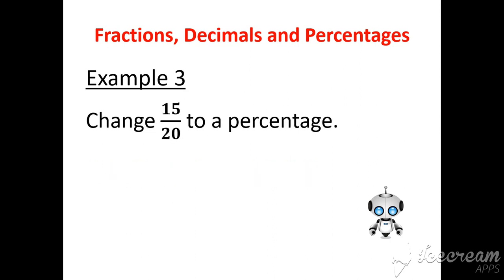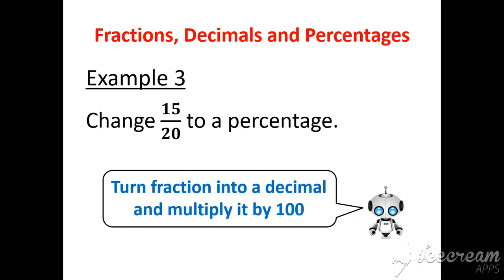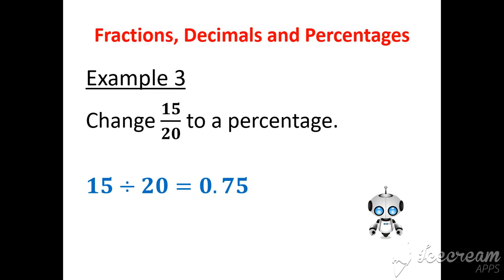Right, what about number 3? What if I want to change this fraction into a percent? A fraction into a percentage. So here's the strategy to do that. First of all, turn it into a decimal and then multiply it by 100. So how do I turn a fraction into a decimal? Top number divide bottom. 15 divided by 20 is 0.75. And now I times that by 100 to get it to a percent. 0.75 times 100 is 75%. So 15 over 20 is equivalent to 75%.